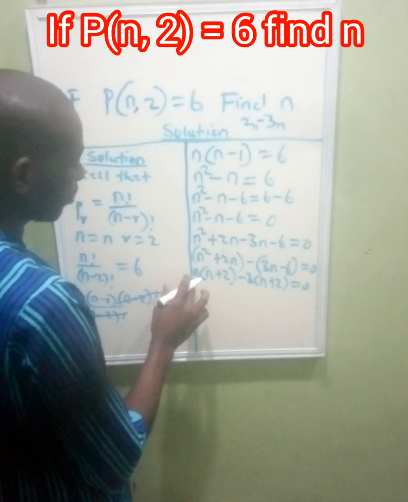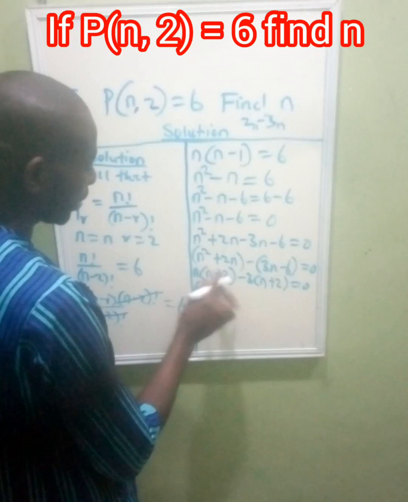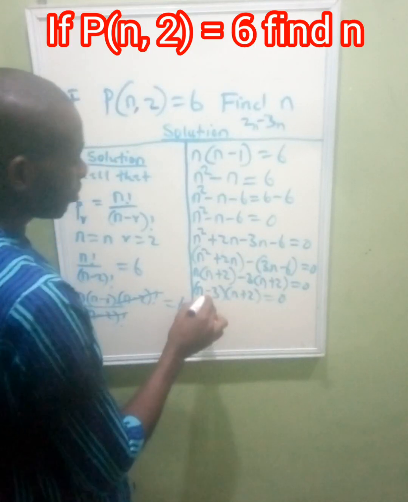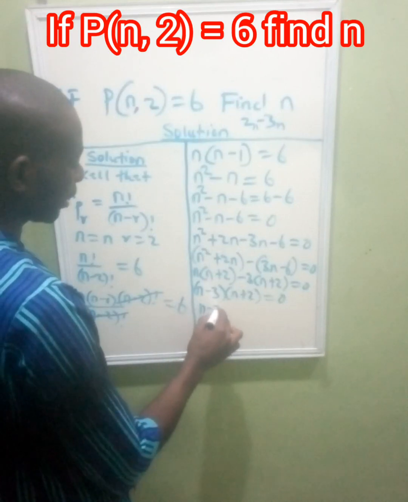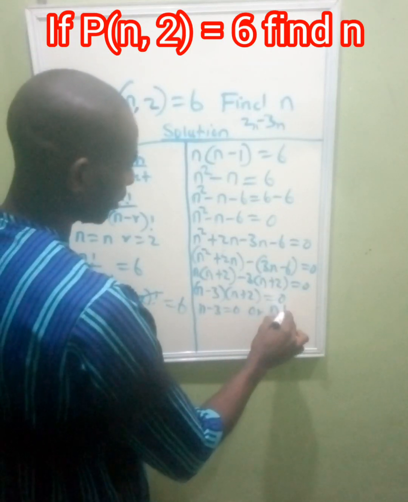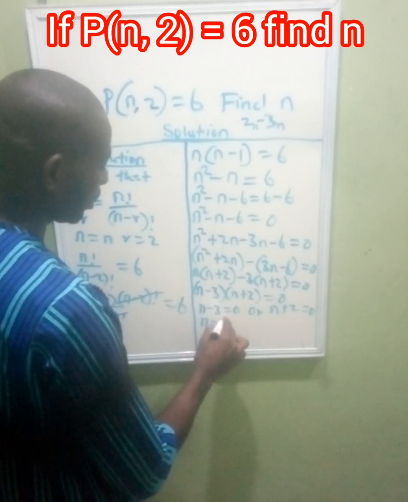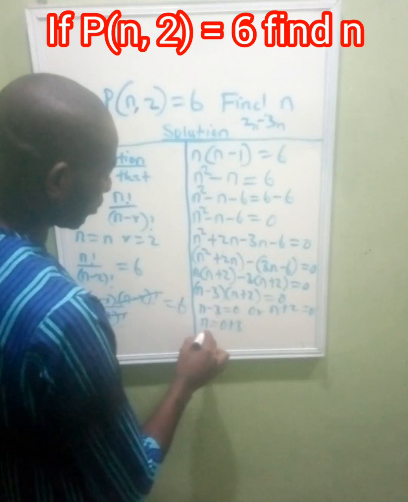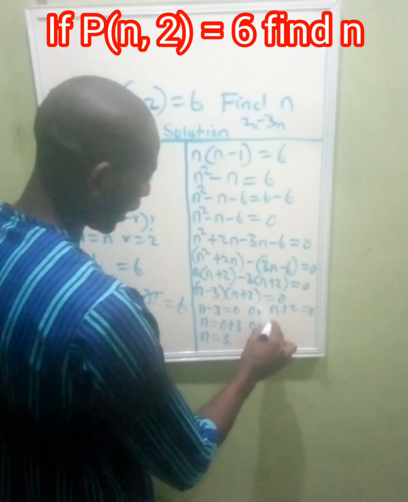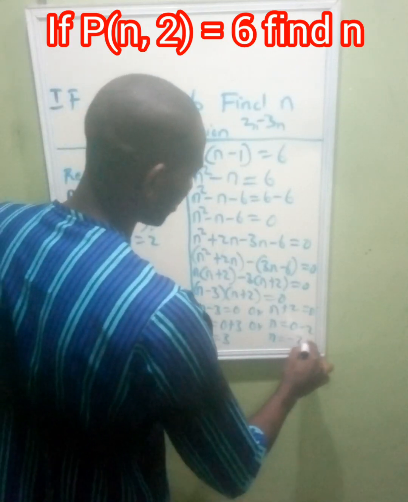So we are going to pick n minus 3, then we pick n plus 2, is equal to 0. So at this point, we say n minus 3 is equal to 0, or n plus 2 is equal to 0. So n is equal to 0 plus 3, when this one crosses to the right side, and n is equal to 3, or n is equal to 0 minus 2, and n is equal to minus 2.